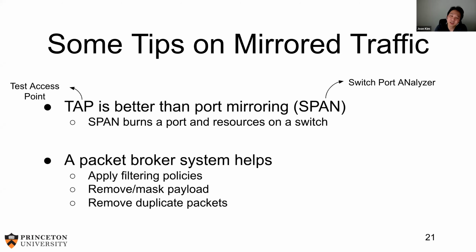A packet broker system helps a lot. You can apply some interesting filtering policies so that you can select and choose what kind of TAP traffic you want to see. It helps remove and mask the payload, which you generally want to do. It also removes duplicate packets if you're tapping from multiple points on the network.